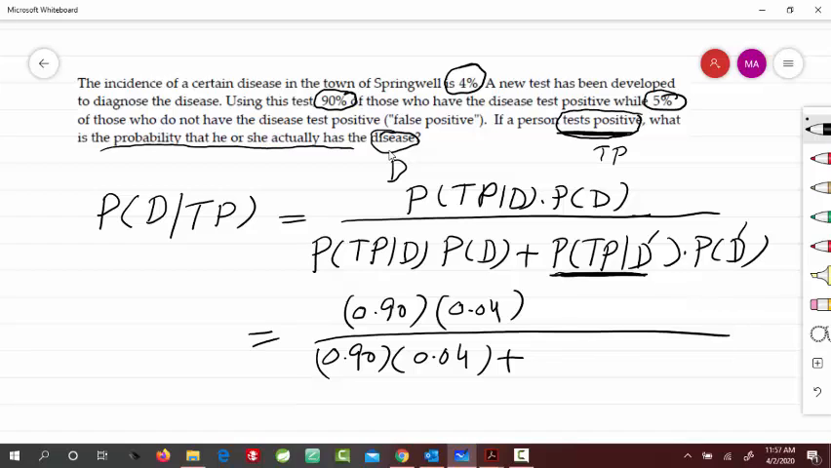and that's 5% here, so 0.05, multiplied with the probability that the person doesn't have the disease. The probability of disease is 4%, so the remaining 96% would not have the disease, so that probability is 96%, or 0.96. And this is approximately equal to 0.429.